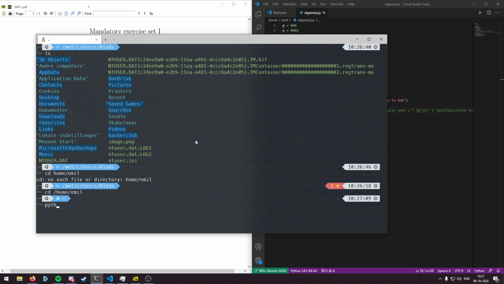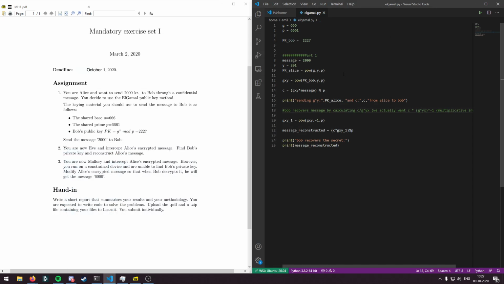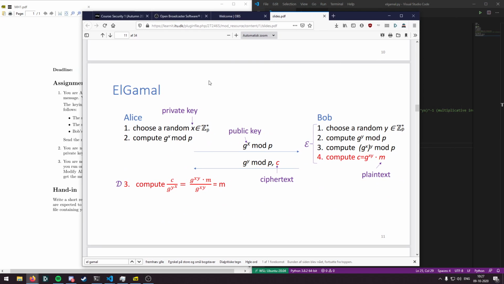Python 3 elgamal.py. Yes, sending g to the power of y. This is the g to the power of y, and this is the c. And Bob recovers the secret, as we see, 2000. Okay, so let's look at the slides real quick, and let me tell you why it doesn't make any sense, but I guess it's the notation that should have been talked about more.